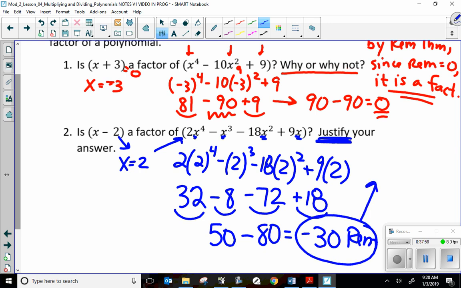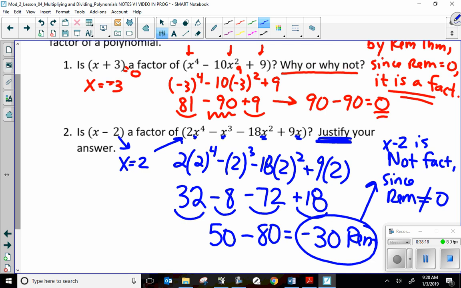So x minus 2 is not a factor, since the remainder does not equal 0. The remainder is -30. You could say by the remainder theorem. I always like to add a little bit more detail because I like to assume the person correcting it might not know, even though they should.